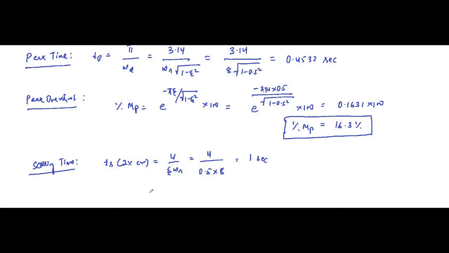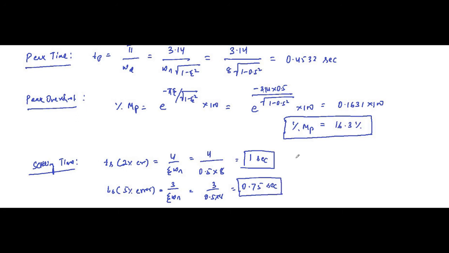Then settling time for 5% error, because the output response generally settles within 2 to 5% of the steady state value. So it is 3 by zeta omega n, that is equal to 3 by 0.5 into 8, which is equal to 3 by 4. So that is 0.75 second. So these are the two settling time values.